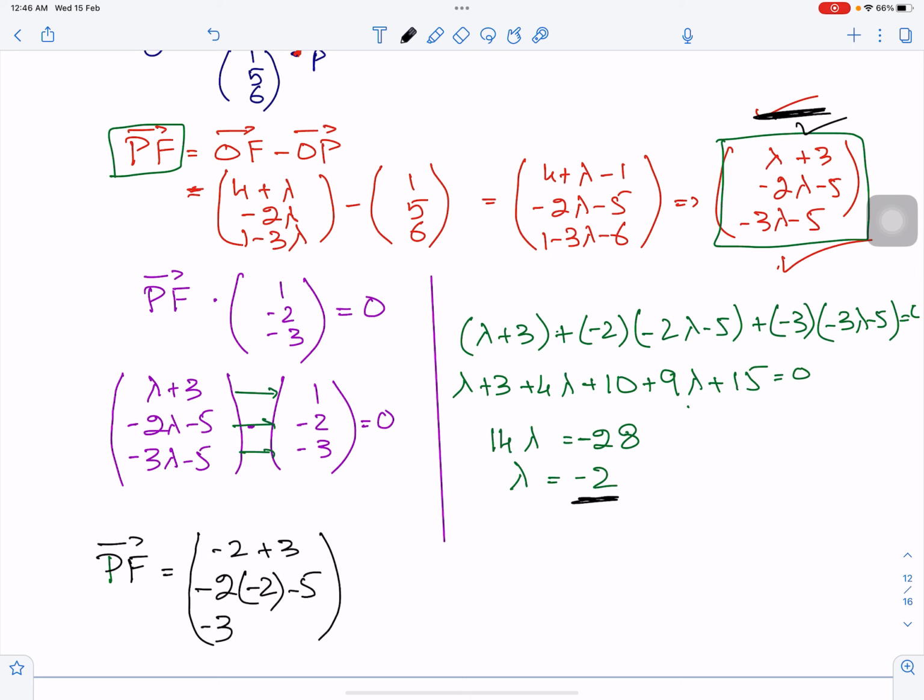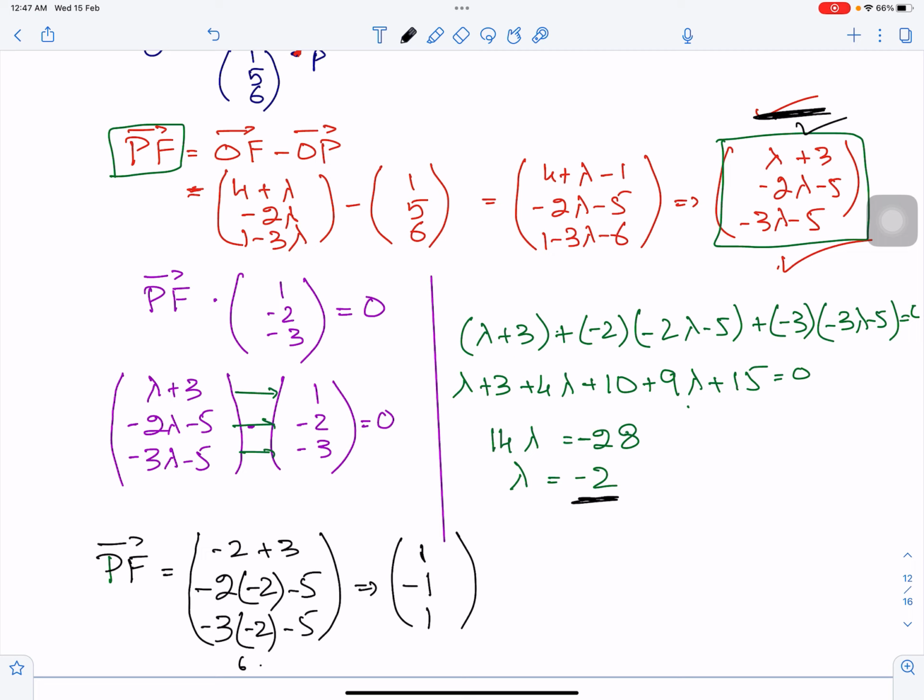And do not do very direct work. You may make mistakes. So write one extra line. At least you will avoid the calculation error. So this will be 1. This is plus 4. Minus 5 is minus 1. This is 6 minus 5 is 1. So you got your vector PF.